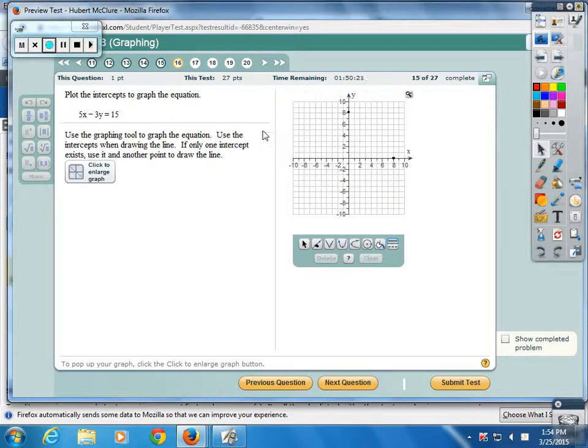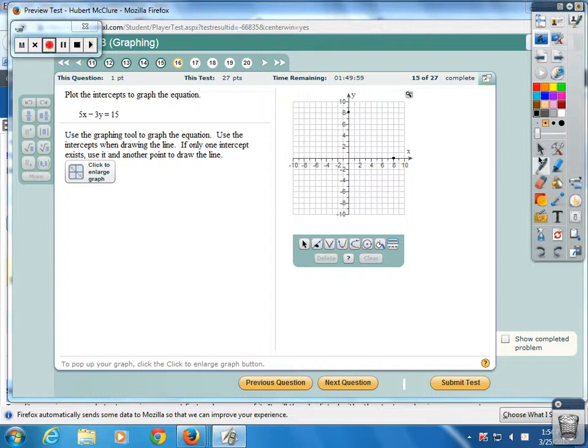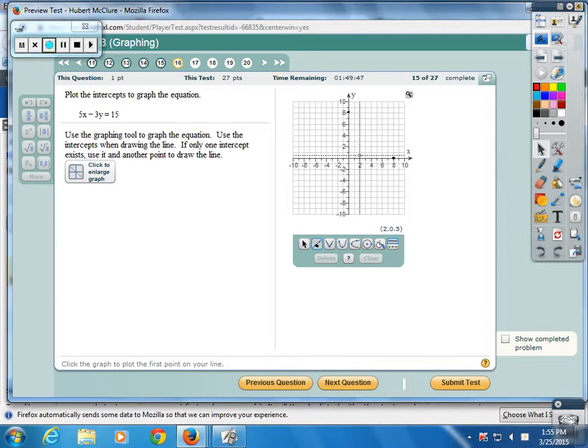Plot the intercepts. Okay, your y-intercept is 0, 3. Your x-intercept is what? 5, 3. So 0 for y would be 3, which is right here. And then plug in 0 for x, you get -5. Brain's turning to mush. Next question.